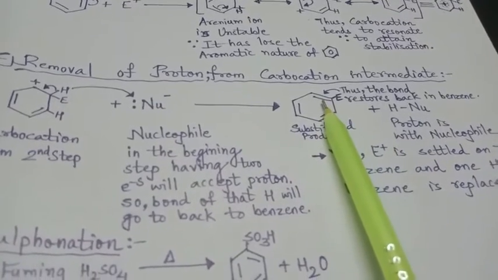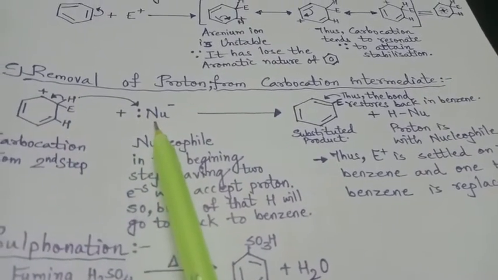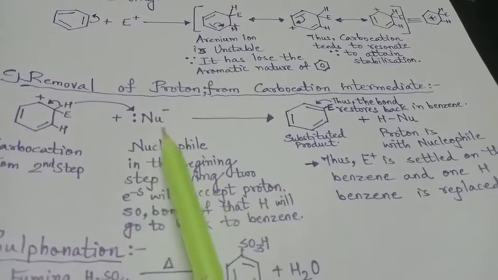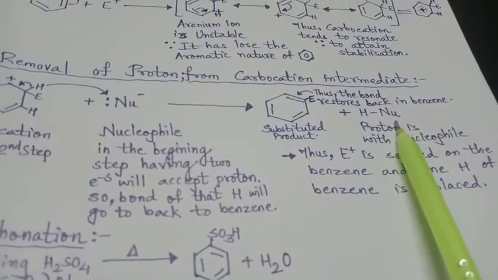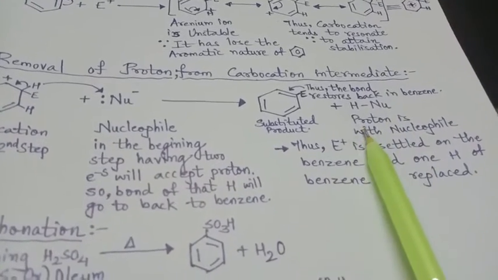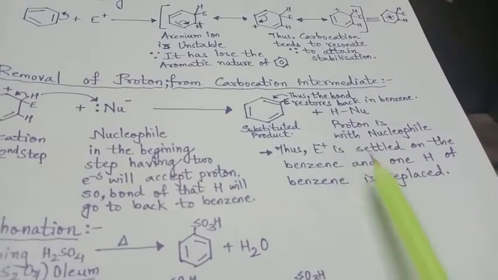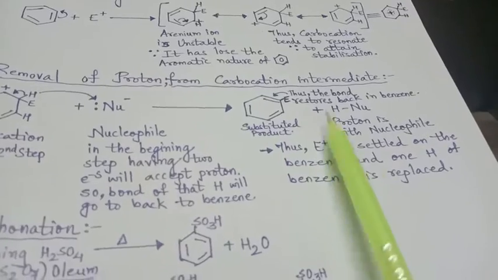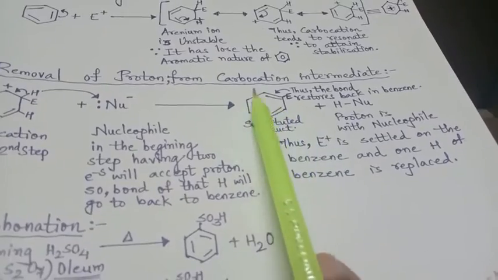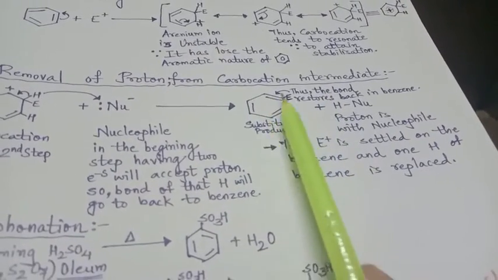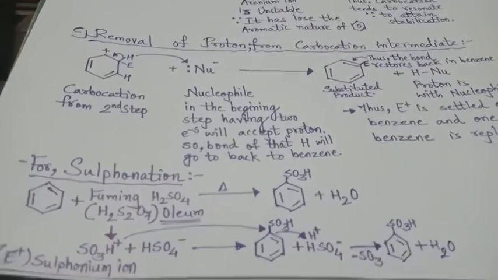The bond has been restored, and the byproduct, this H, has come on the nucleophile, H plus and Nu minus, as the proton is removed from here. So it is removal of proton from the carbocation, and the proton is now with the nucleophile. Thus the electrophile is settled on the benzene, and hydrogen is settled with the nucleophile, and benzene is restored by restoring its bond. This is how the 3 steps take place.